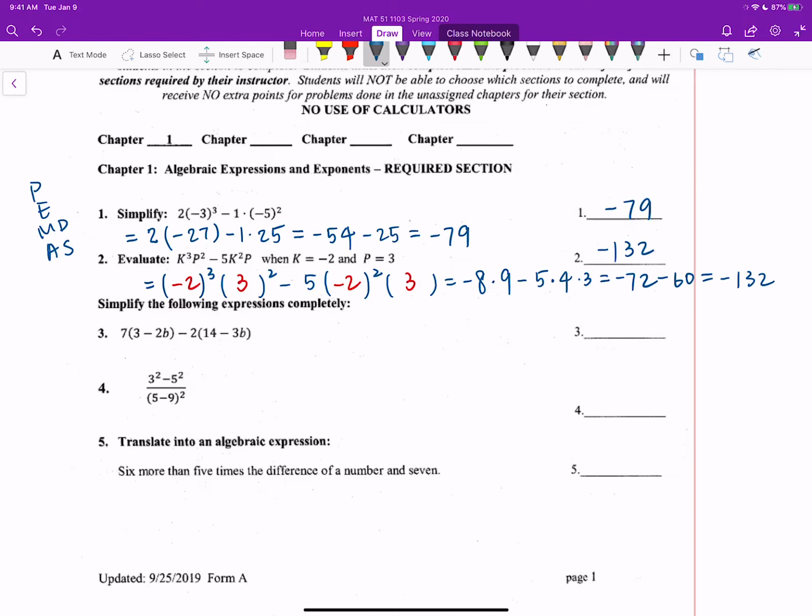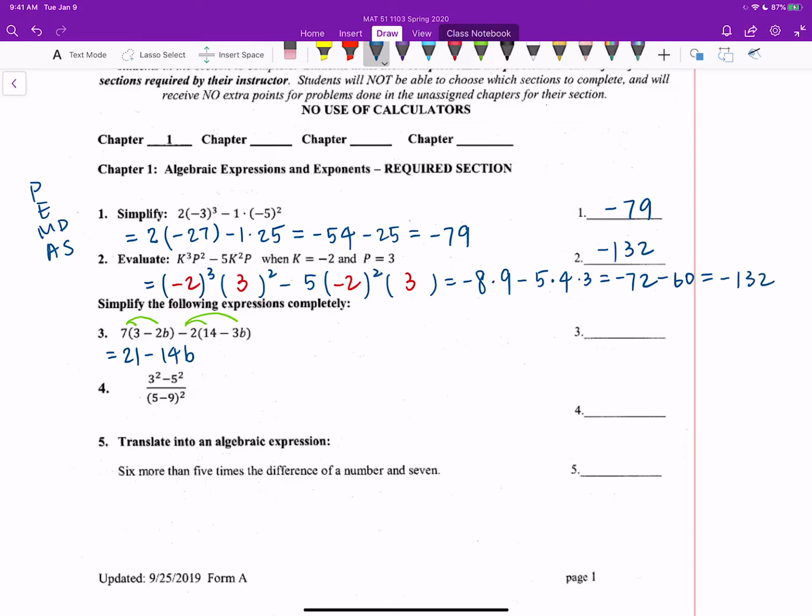Number 3. Simplify the following expressions completely. For number 3, all you need to do is use the distributive property. So I highly recommend that you draw these little curves to help you identify the products that you have to calculate. Starting with the first part, we're distributing positive 7 into the first pair of parentheses. You multiply every single term by positive 7. 7 times 3, that is 21. And then 7 times negative 2b. So you simply multiply 7 by negative 2 first. That will give you negative 14, and then you just copy the b, because you simply multiplied them.